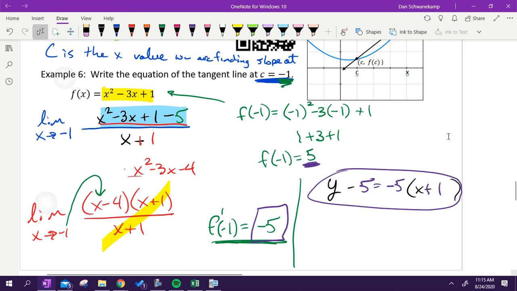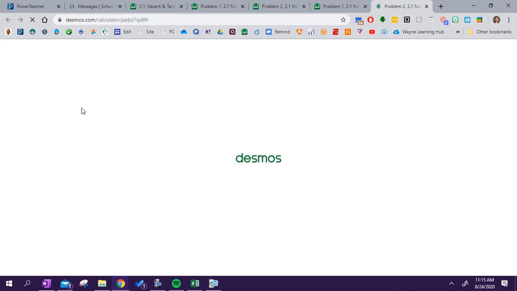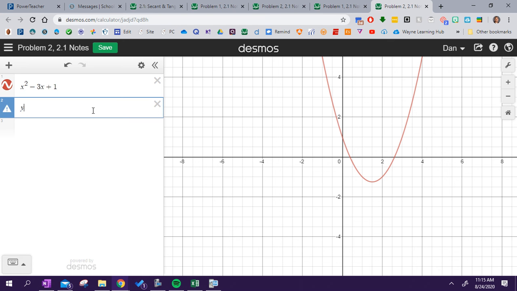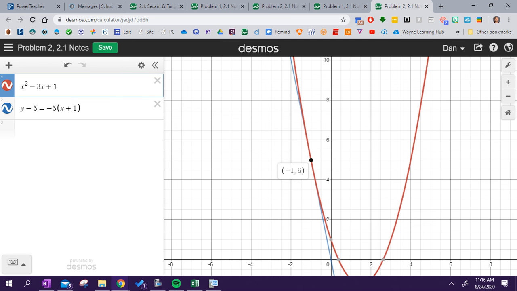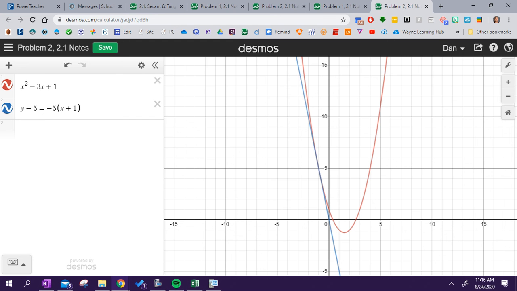Okay, if I were to look at this graph, it would get me what I need. So here's my parabola. If we wrote the equation we just wrote, which was y minus 5 equals -5 times x plus 1, that is the equation of the tangent line. I'm touching it in one spot, and if I zoomed out, you could see what we were trying to do there. We wrote the equation of the tangent line.